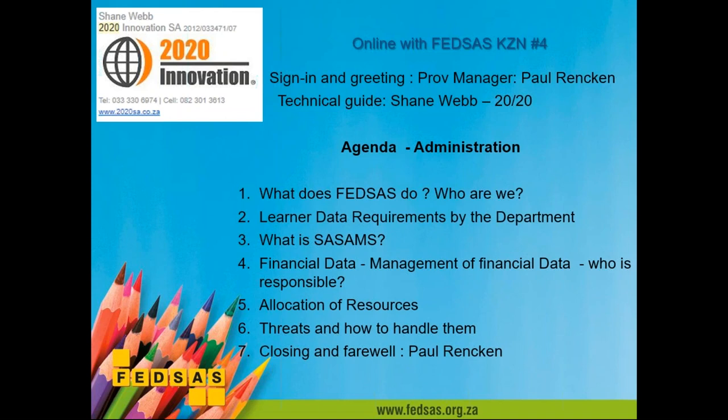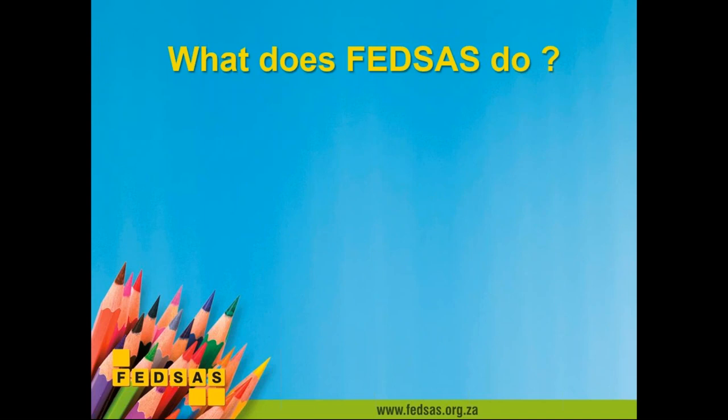Also, I've taken the opportunity to just recap and look again at financial data. It's a big concern in Natal as to what data has to be supplied and who's responsible for it. So I've used the opportunity just to add a little bit of information with regards to that. Also, just look at allocation, and then we'll obviously deal with those unfortunate things that do happen, threats, and how to handle them. I think we need to understand that SASAMS will continue to be a point of discussion for a long time. We're going to have to be going through the details.